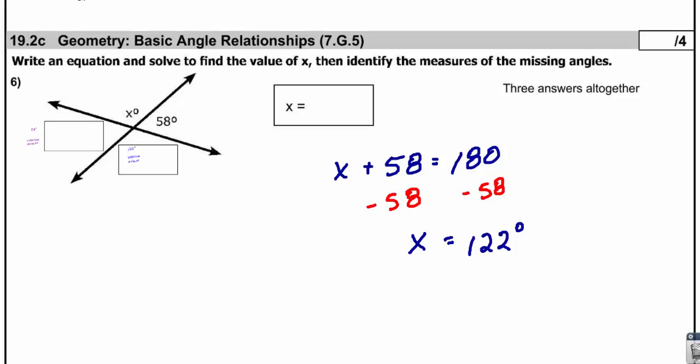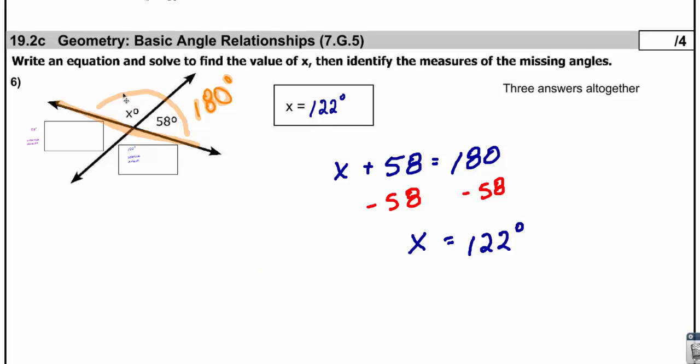We know that this straight line represents 180 degrees, so when you have 2 angles on that line, they total 180. And since they total 180, if you add the x and the 58, you get 180. Take away the 58, you get the value of x. You get 122 degrees.